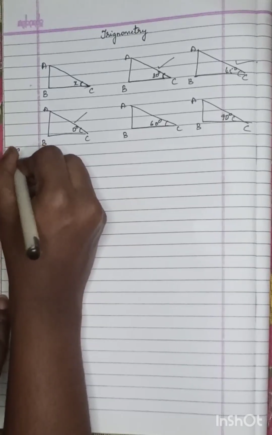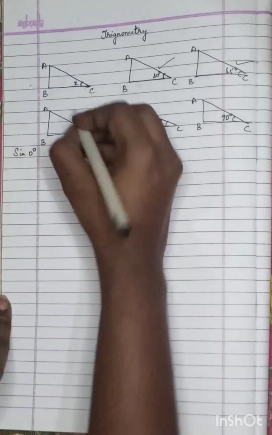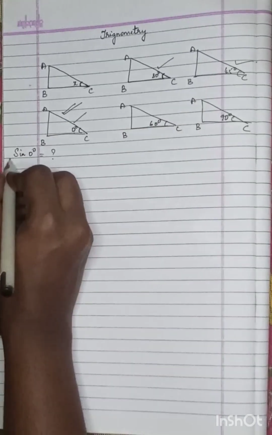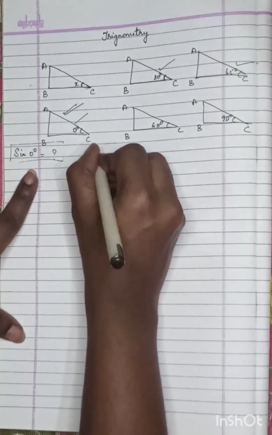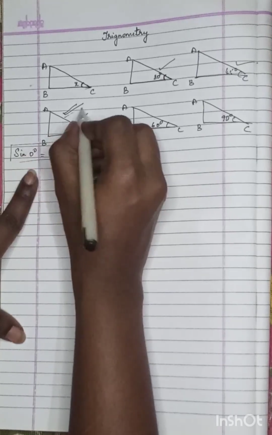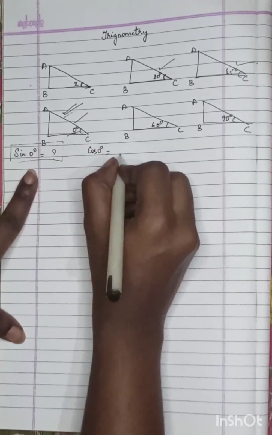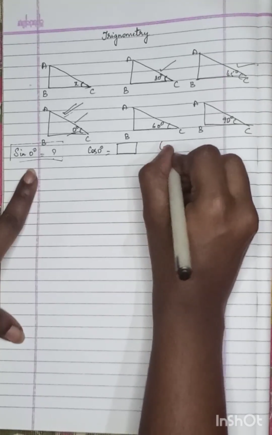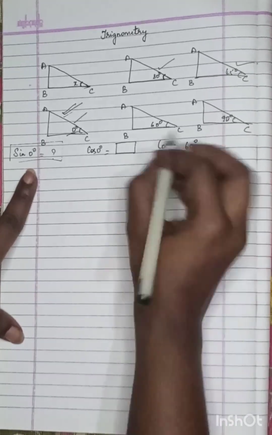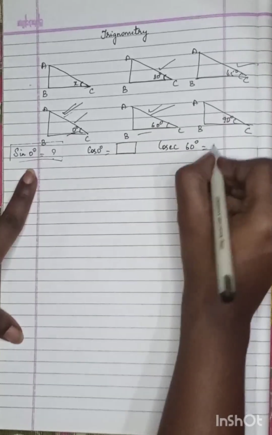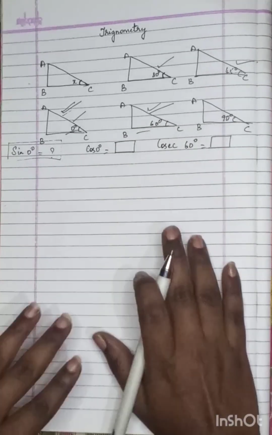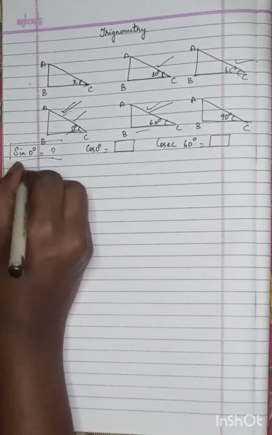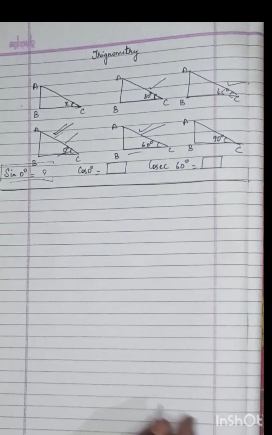Say for sine 0 degree, for this particular triangle, what is the value? It is already given in the table. Cos 0 degree, for this particular 0 degree, the cos value is given in the table. Say cosecant 60 degree, for this particular triangle, the cosecant value is already given in the trigonometric table. So now let us move on to the table.